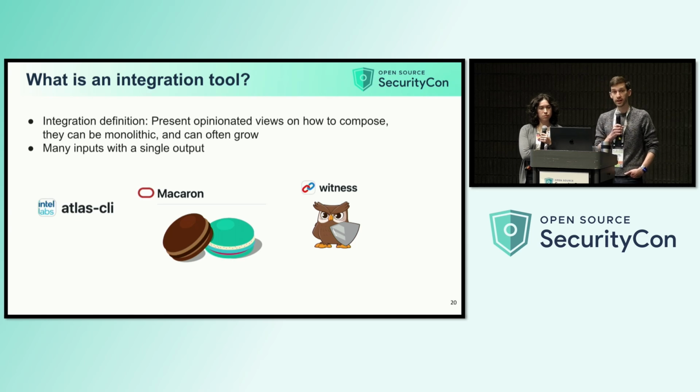Another option is integration, which we define as tooling or frameworks that present opinionated views on how to compose other tooling. So typically we see these as larger monolithic systems. They'll grow in scope as more tools are introduced into software supply chain security. Again, thinking about inputs and outputs here, typically we might see something like many inputs, but one standardized output. There are a few examples here we wanted to highlight. There are some for provenance, such as Intel's Atlas framework or the in-toto witness project for provenance verification. And we also see Oracle's Macaron as a good example for supply chain analysis.